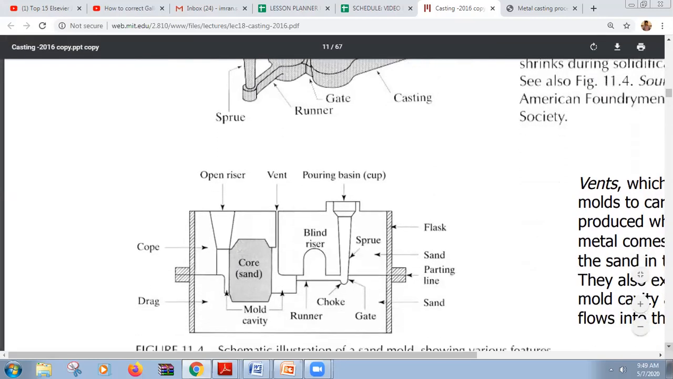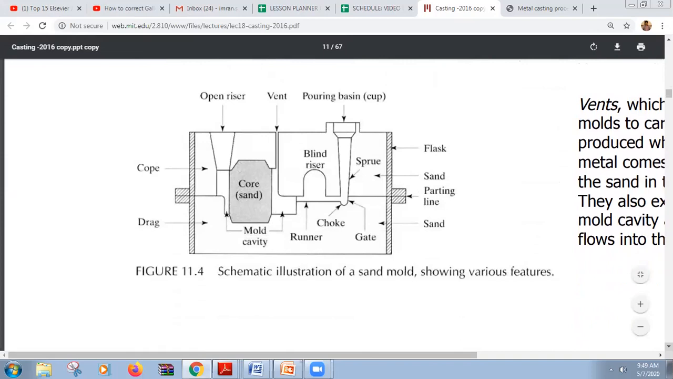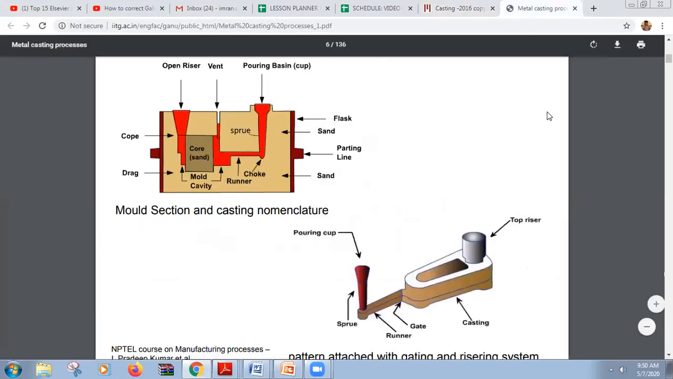Okay, so this was the complete process of how casting takes place. Further we'll be studying what types of casting processes there are and how these processes take place, and what other devices are associated with the casting processes. I hope everything is clear now about casting.